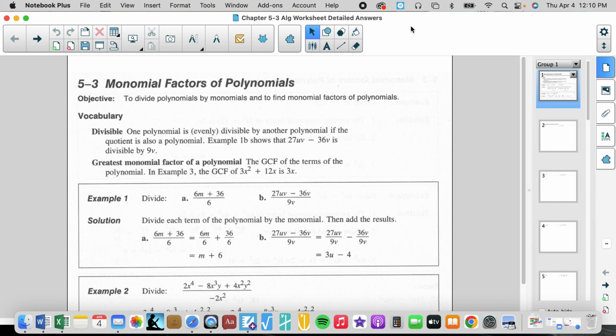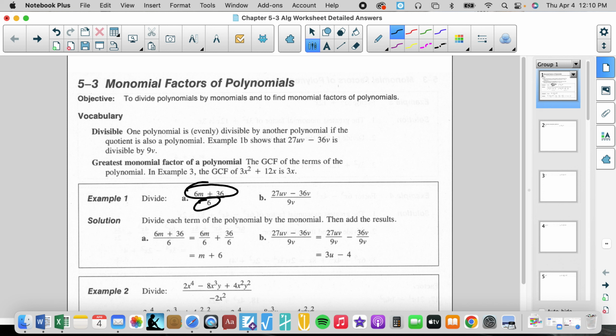3 is a little bit different here. Monomial factors. So we have a binomial. You see you have a binomial over a monomial. And with fractions, we can separate them. So we see that that 6 is underneath the 6m, and that 6 is under the 36. So we're going to separate them, and we're going to see if we can simplify those.